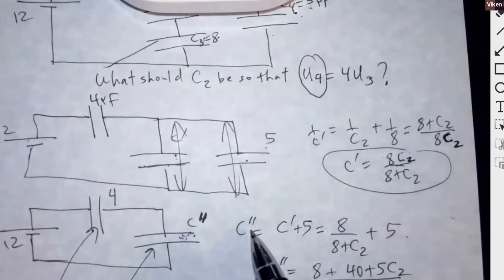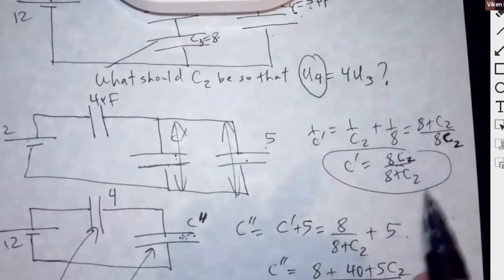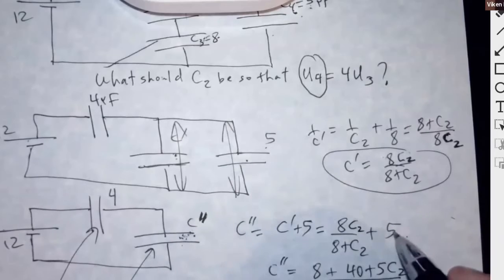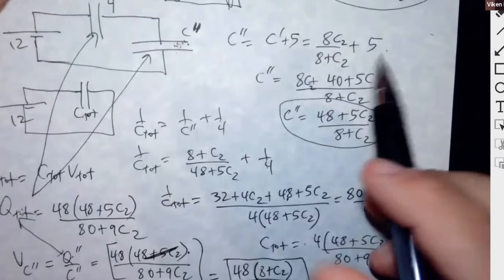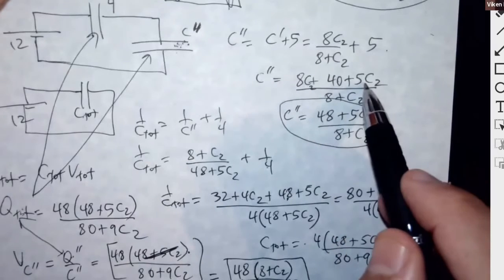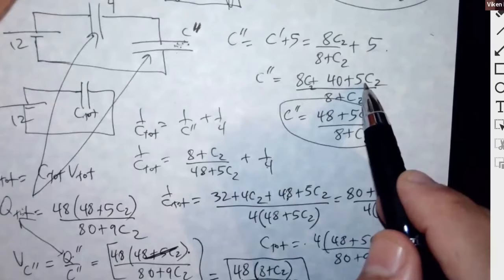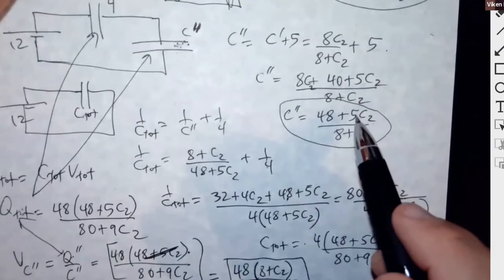Okay, then you have here 8C2. Add them. Oh, it changes it a lot. You have 40 plus 5C2, 8C2. Okay. Oh, but then that changes this a lot. Oh my God, you see how one mistake has a trickle down effect? Okay, so then when you add this, you're going to get 8C2 plus 5C2. It's going to be what? 13C2.